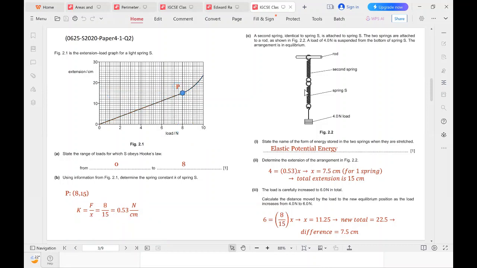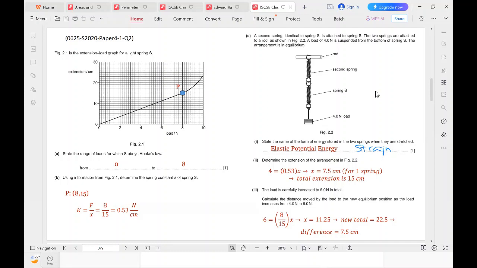A second spring identical to spring S is attached to spring S. The two springs are attached to a rod, as shown in figure 2.2. A load of 4 newtons is suspended from the bottom of spring S. The arrangement is in equilibrium. State the name of the form of energy stored in the two springs when they are stretched. Of course, this is elastic potential energy or strain energy. You could have written strain energy, but it's most commonly known as elastic potential energy.